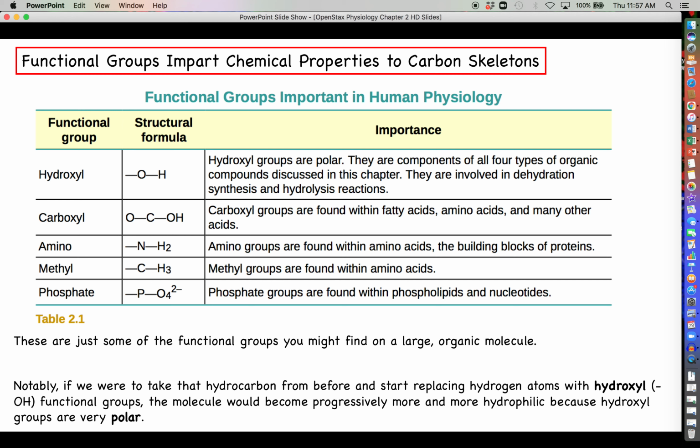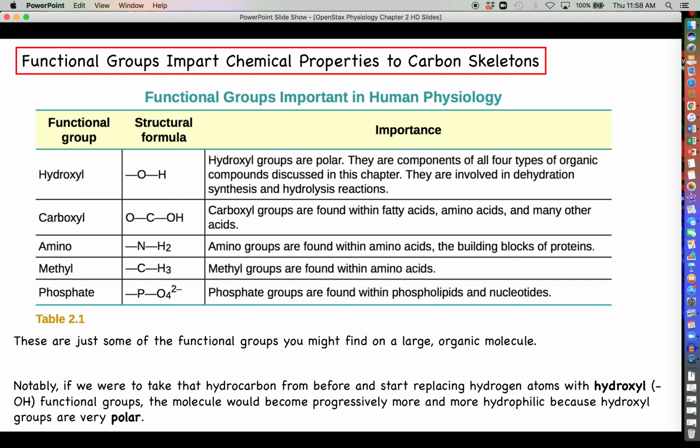but what I want us to be able to do, the skill I want us to be able to develop, is to just be able to look at a carbon skeleton and the functional groups that surround it and try to predict whether that molecule is going to be hydrophilic or hydrophobic. I promise you this is going to be a very important skill that you need to develop quickly here.